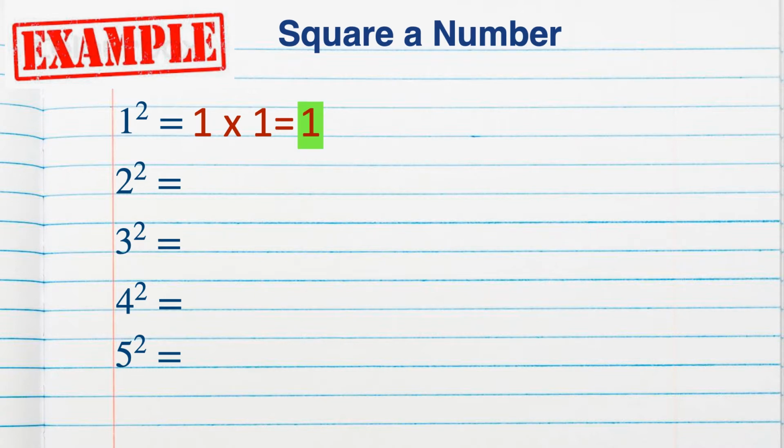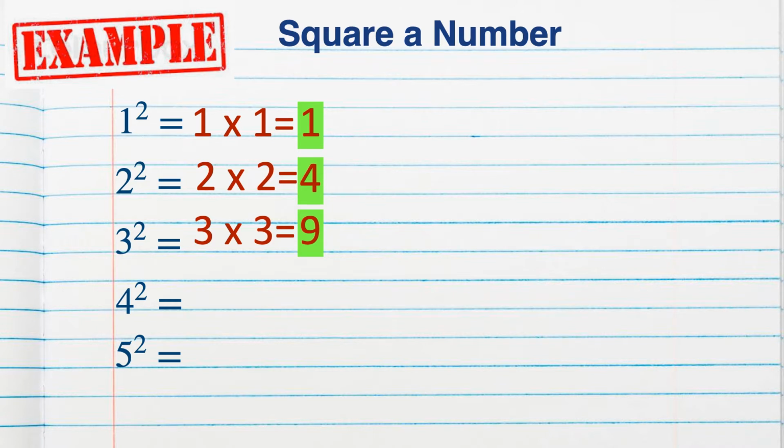Now let's tell our brain that the next item is read as 2 square, which is the same as 2 by 2, or 2 times 2, which equals 4. I know this is easy for some of you guys, but let's keep going. 3 square. 3 square is the same as 3 times 3, and 3 times 3 equals 9.